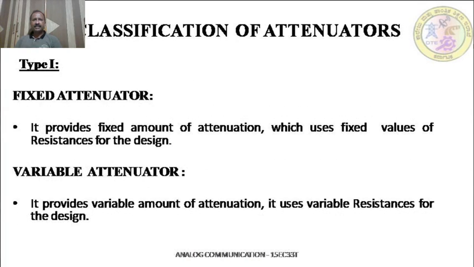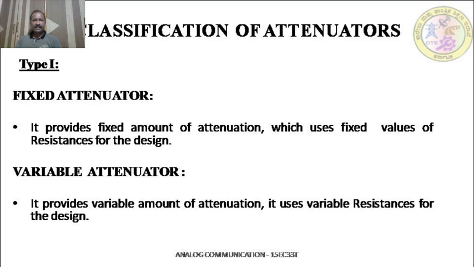Next, you are going to study the classification of attenuators. You can classify attenuators in so many ways. You are going to see them one by one. In type 1, you classify attenuators into two types. The first one is the fixed attenuator, the attenuator circuit which gives constant attenuation, or fixed attenuation. That type is also called a constant attenuator. To design it, you normally use fixed resistor values to construct the circuit.